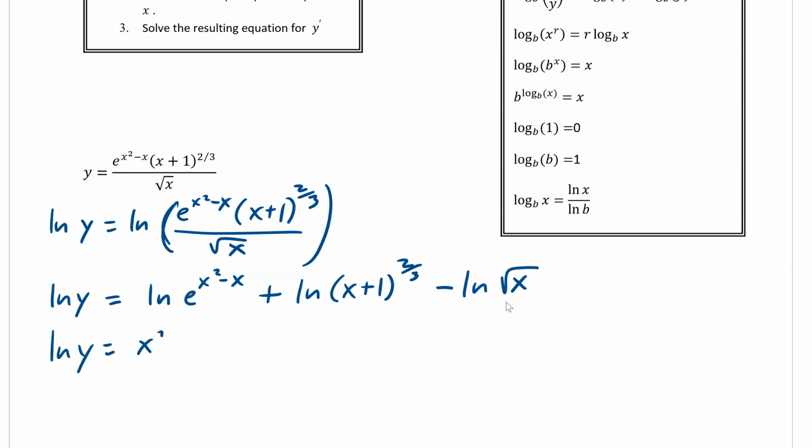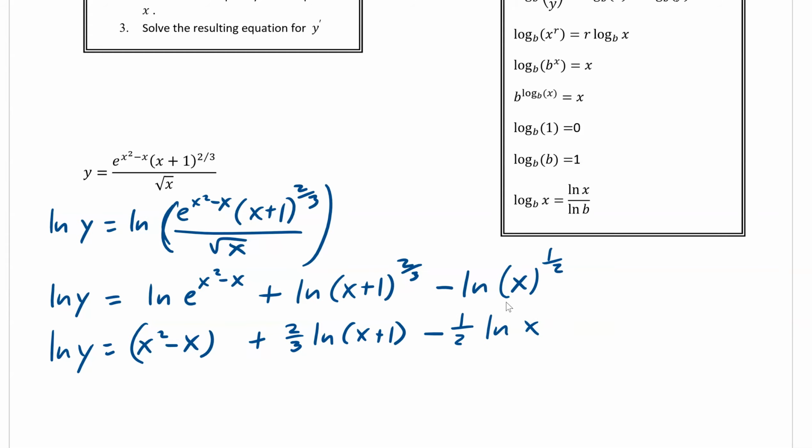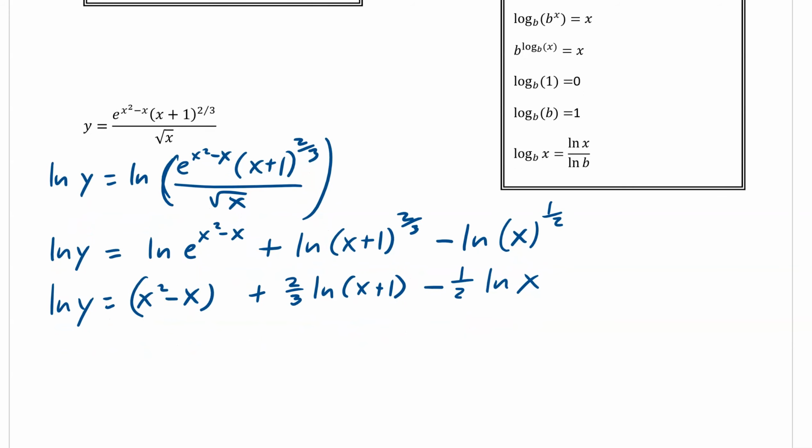So this is x squared minus x. See how nice that is? ln of e. And then what happens with ln of e? Bye-bye. Plus 2/3 ln (x plus 1) minus, and then this is 1/2. So I'm going to rewrite with a half so we can see it. And there we go. So now we don't have any exponents inside. We've expanded the whole thing.